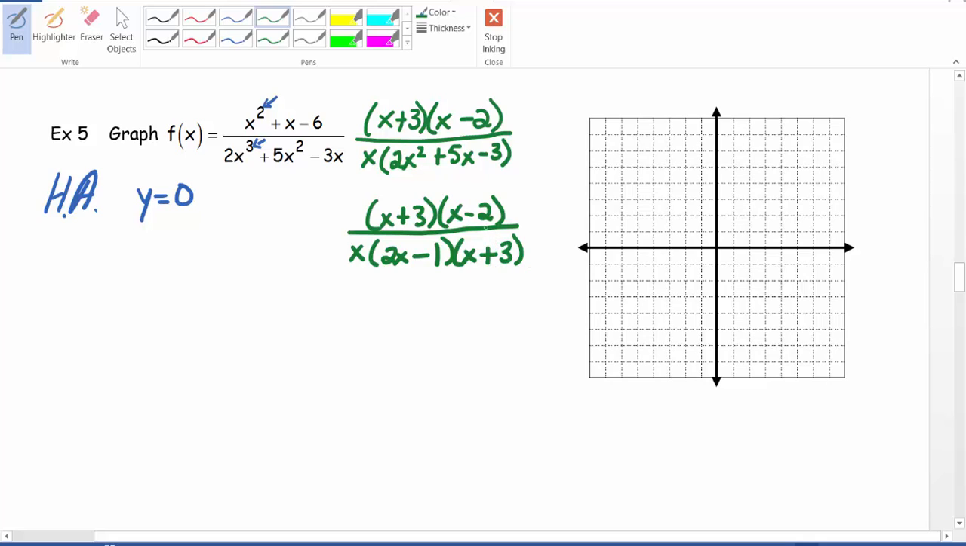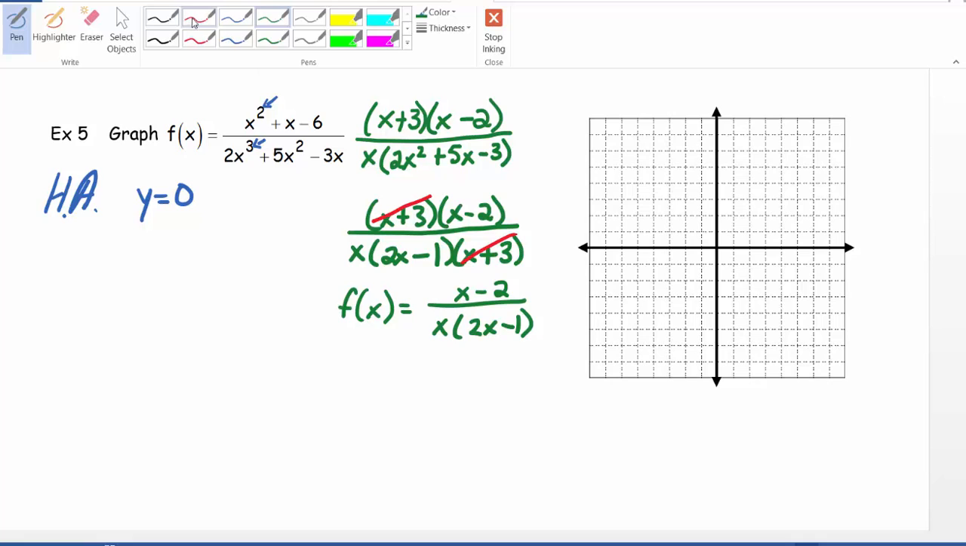Now, in looking at it, we can recognize pretty quickly that there is an x plus 3 on the top and an x plus 3 on the bottom, and those would actually just end up canceling out. So our final simplified version of this rational function would come out to be f of x is equal to x minus 2 over x times 2x minus 1. Nothing else can cancel or drop, so this would be our simplified version of that rational function.